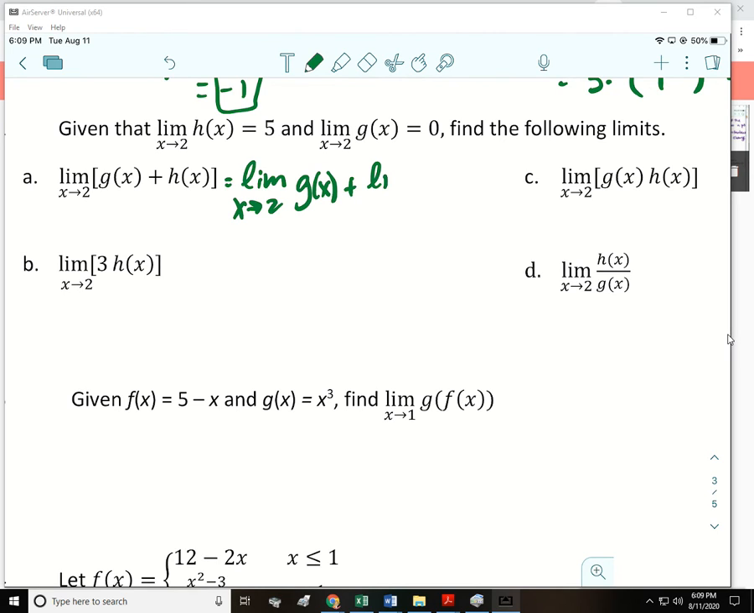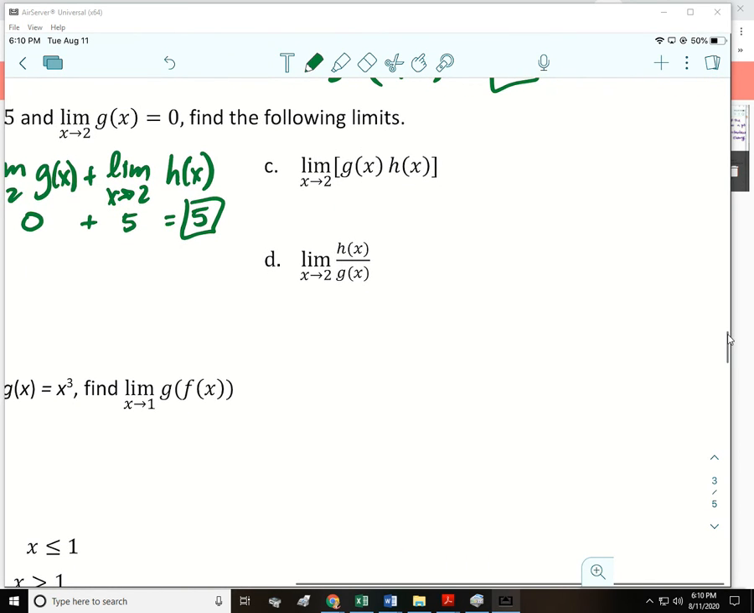Now, on the free response questions that involve using these properties, you get a point for writing what I just wrote. So I know it's kind of annoying writing a whole bunch of things in calculus, but you do not want to miss out on those points. So you need to show them what property you're using and then actually use it. So in the place of the limit as x approaches 2 of g of x, we're going to put in 0. The limit as x approaches 2 of h of x, we're going to put in 5. And so obviously when we add those together, we get 5.